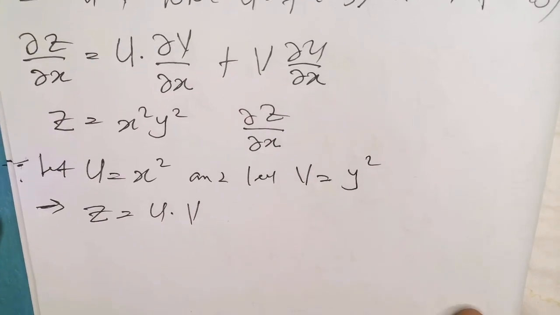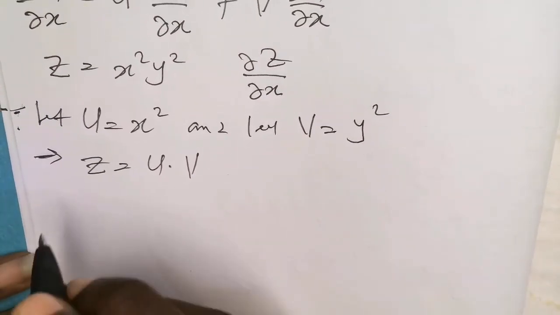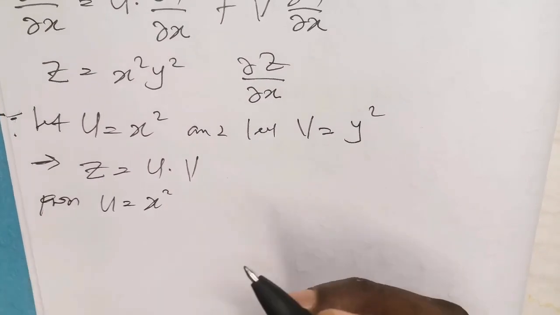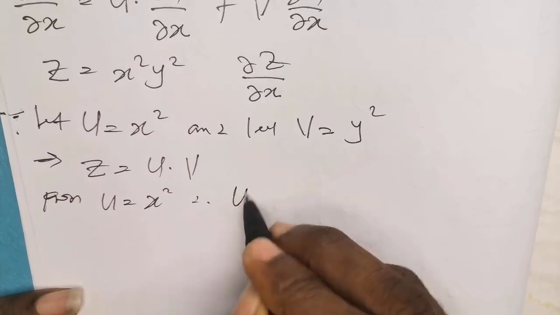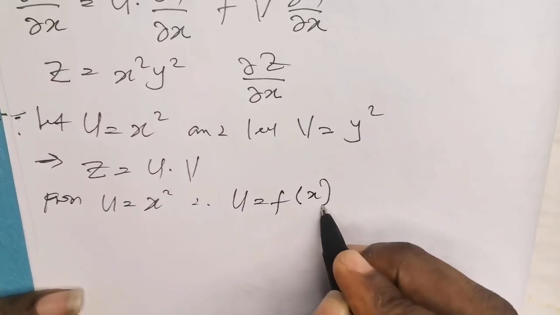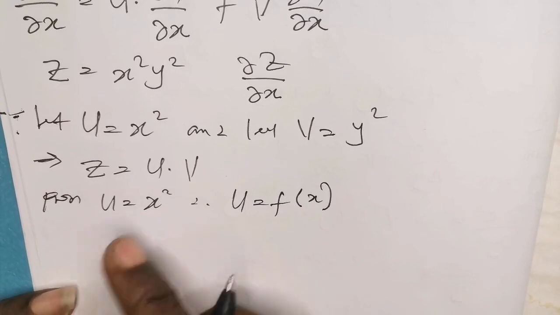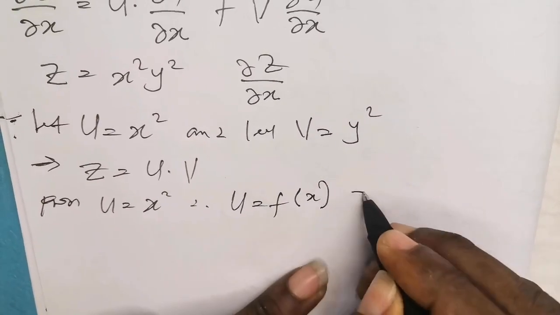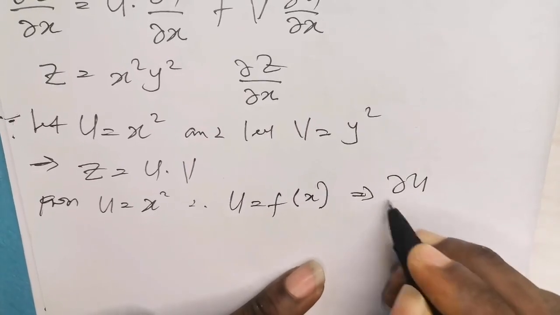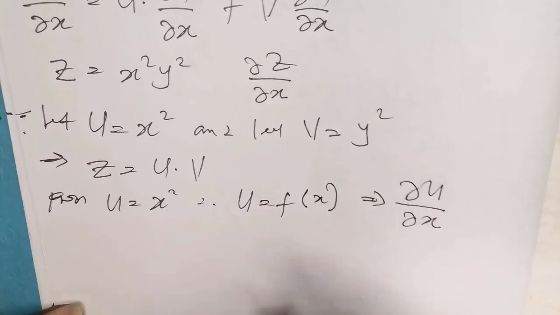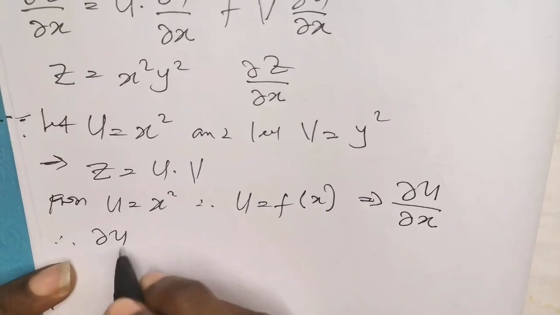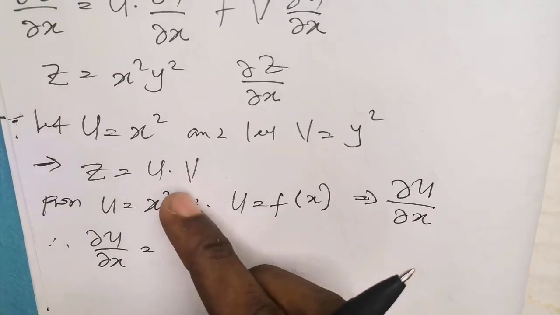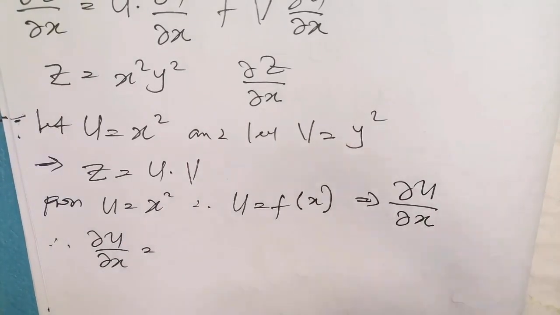Now, if you look at the given function, U equal to x squared, this means that U is a function of only X, which means U depends on the value of only X to be defined. And if U is a function of only X, this simply means I can only differentiate U partially with respect to X. So therefore, partial derivative of U with respect to X is now equal to, remember the principle of differentiation, use the power to multiply the variable, then subtract 1 from the power.